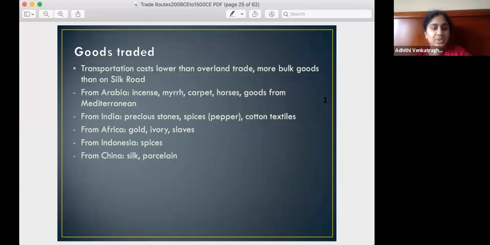So for the goods traded, the transportation costs were lower than overland trade. There were more bulk goods than on the Silk Road. From Arabia, there was incense, myrrh, carpet, horses, goods from the Mediterranean, and from India, there were precious stones. We went over spices, cotton textiles. Africa had gold, ivory, and slaves. Indonesia had spices, and China had silk and porcelain.